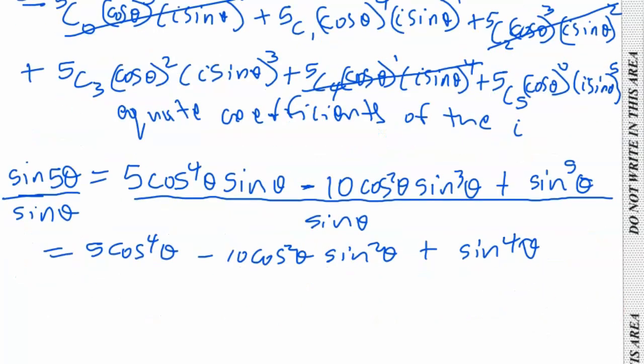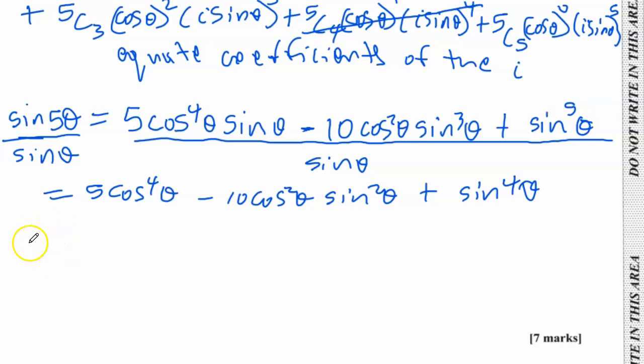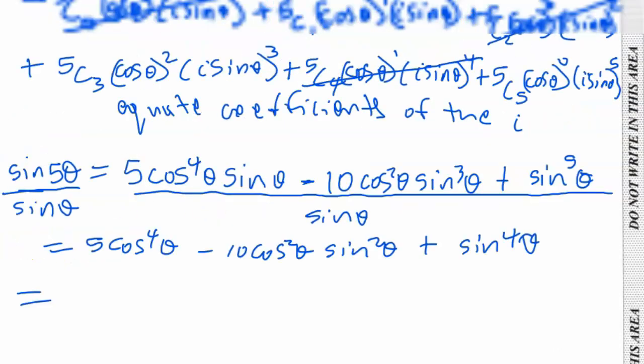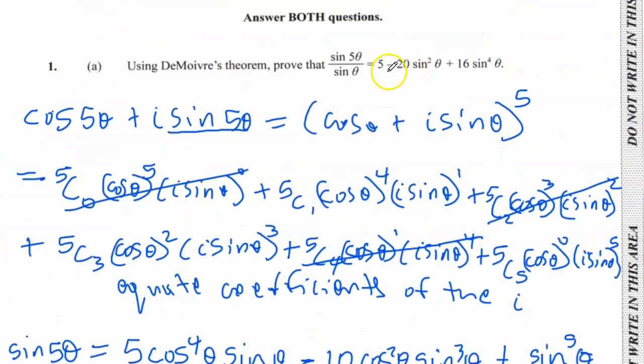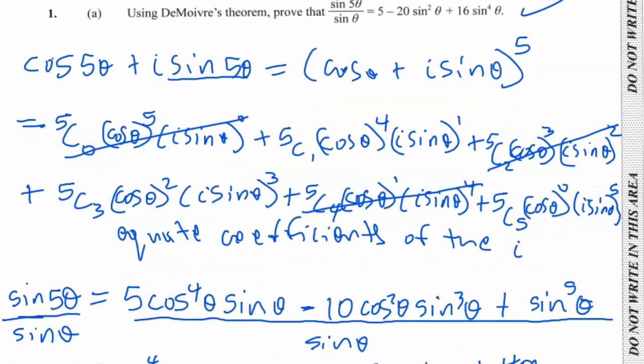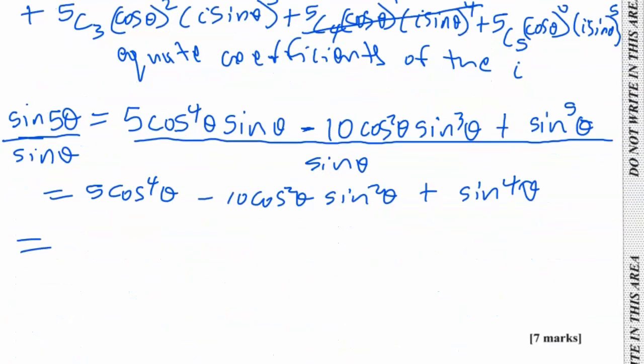Let's continue. Now, notice what we're asked to show. Very importantly, notice you're asked to prove this. Notice all the terms in the proof are terms in sine. So we only want terms in sine. So we don't want any term in cos theta. Alright? So let's rewrite now.